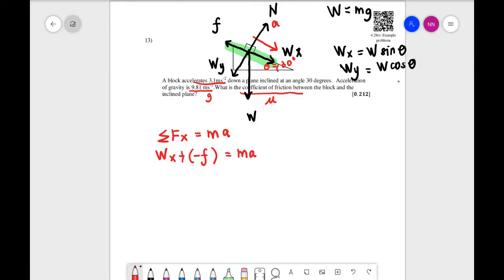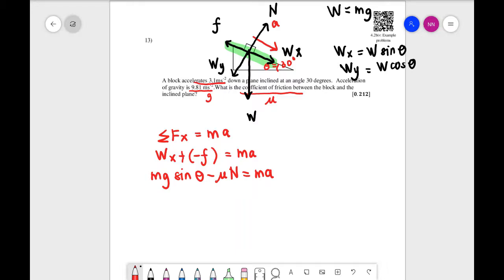So Wx is W sin theta, and W is mg. So it becomes mg sin theta, and friction equals the coefficient times the normal force, equals ma. Alright, so we have two unknowns, mu and normal.